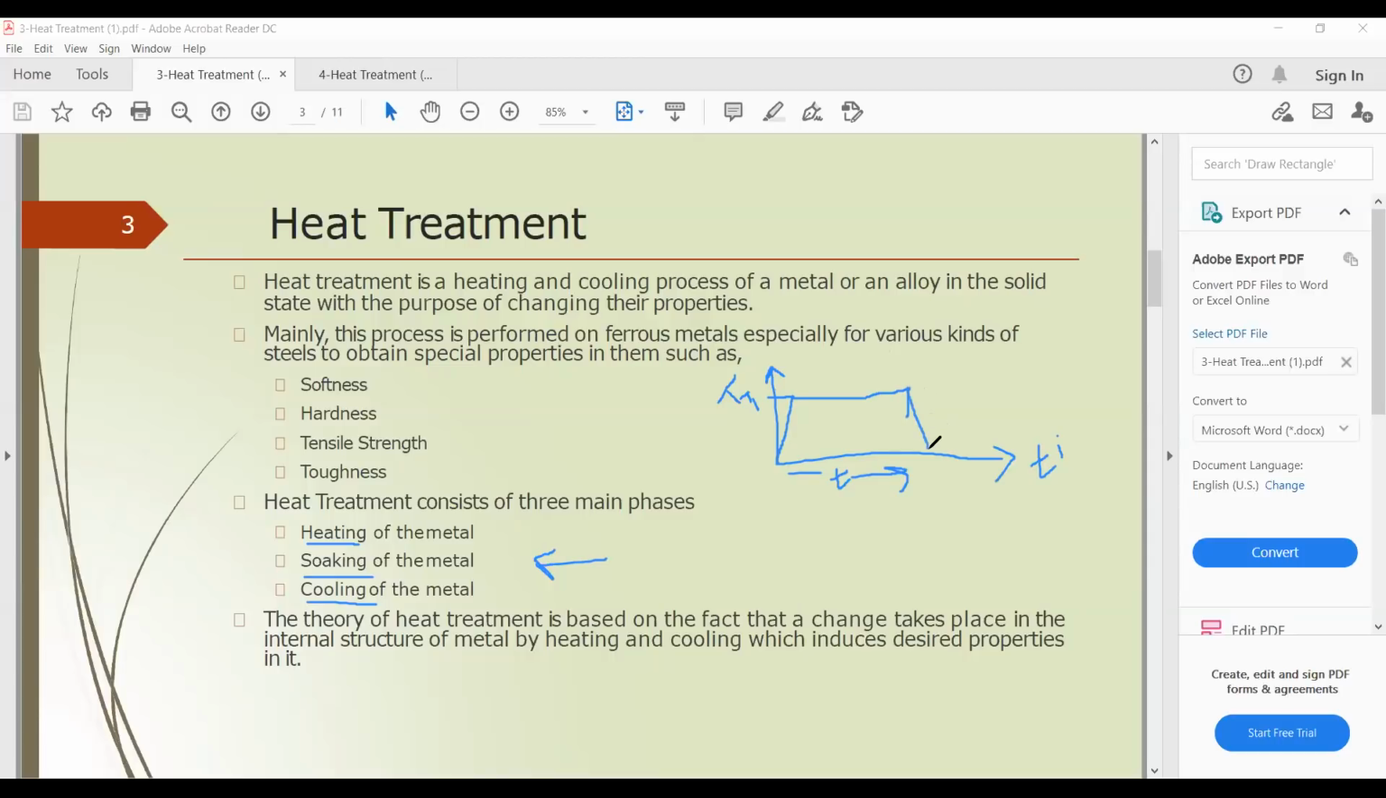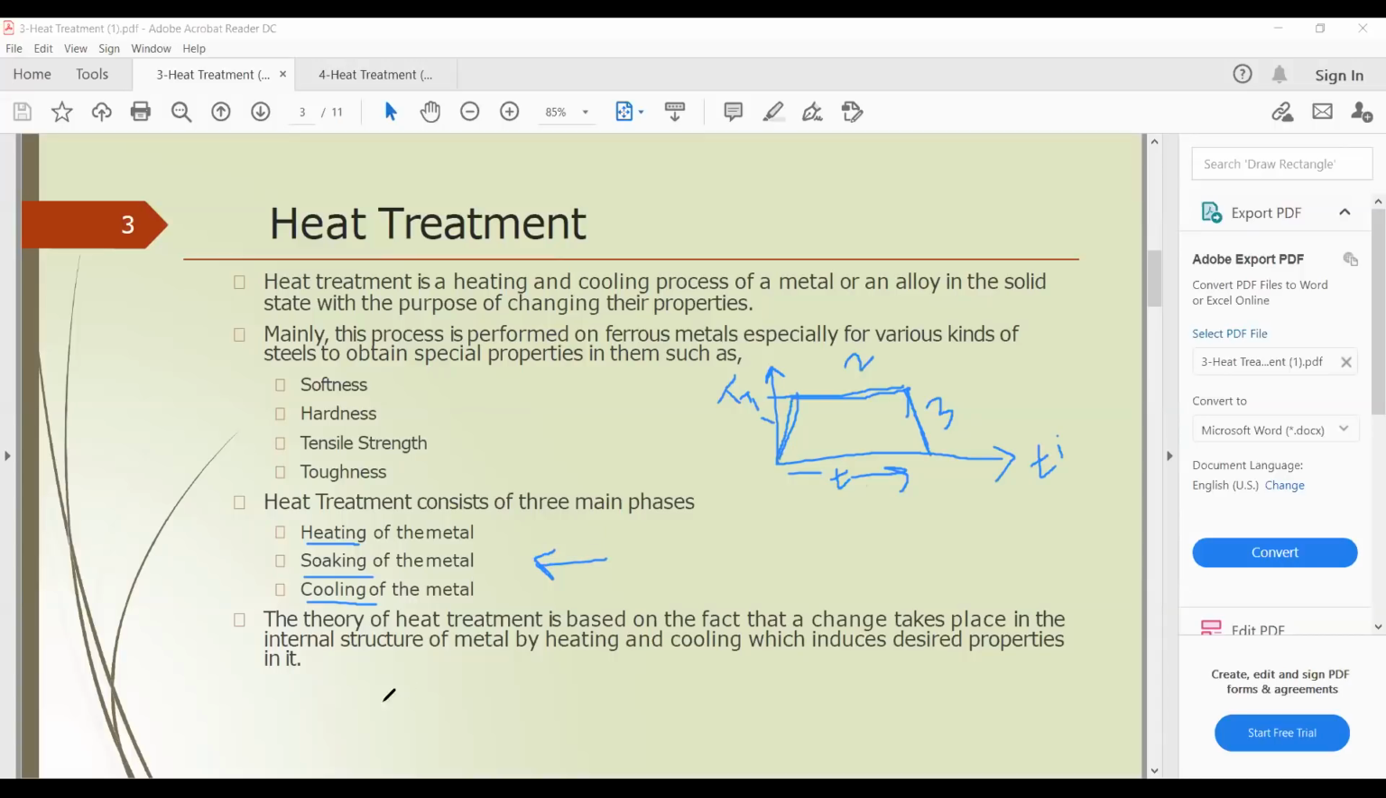So this one is first phase heating process. Then this one is second phase soaking process or the keeping holding process. And this one is cooling process. Third one, it can be or you can say cooling process or the quenching process, right? So these three phases available. These are the main phases available in this heat treatment process, common phases, right?